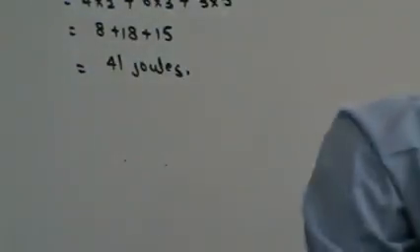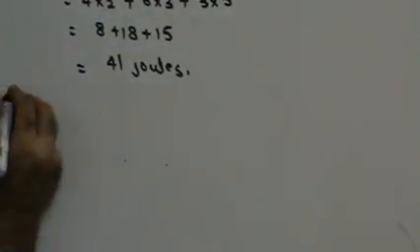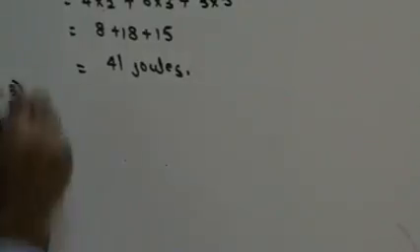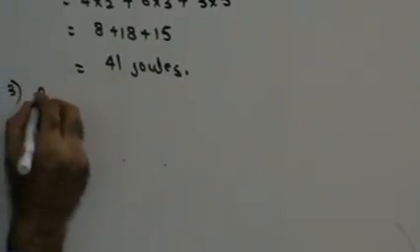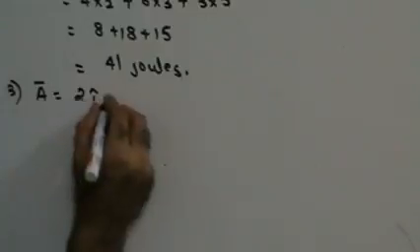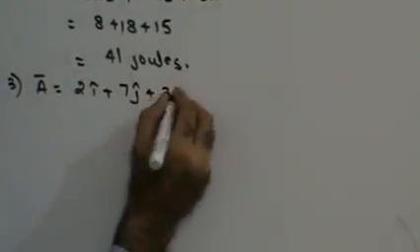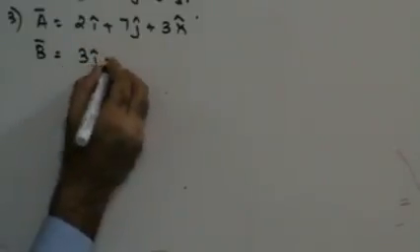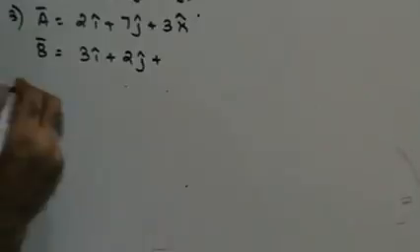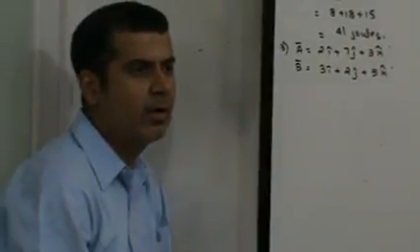Next, take down the next one, please. If A vector is equal to 2i vector plus 7j vector plus 3k vector and B vector is equal to 3i vector plus 2j vector plus 5k vector, find the component of A vector along B vector.